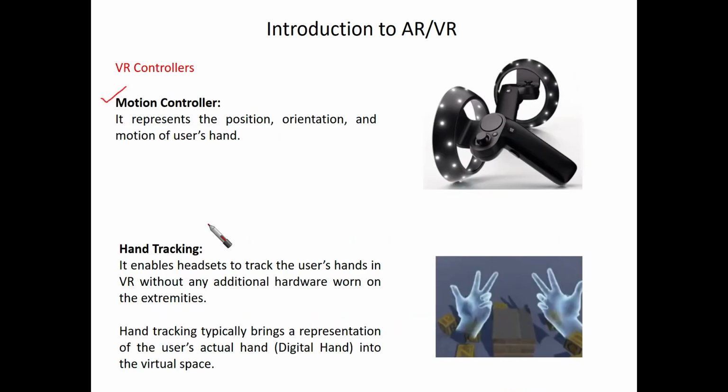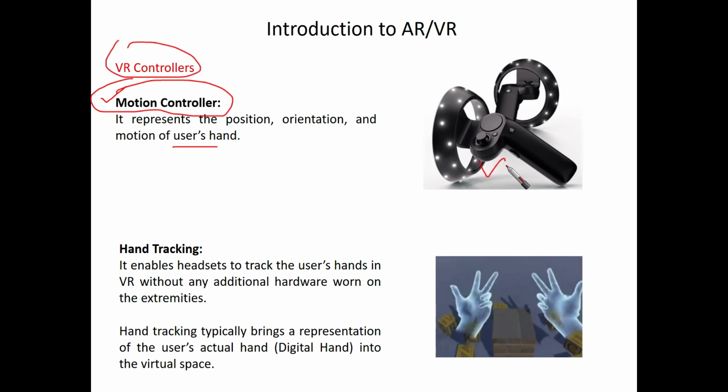Then you need a motion controller. For example, think about the user's hand situation. So my hand, where is the position of my hand, what is the orientation, and what is the motion of my hand? That's very important, because maybe you are going somewhere, or maybe you are fighting with something virtually, so your hand is moving. So what is the position, orientation and motion of your hand? This is very important. That's why the motion controller is an integral element in VR, as a VR controller.